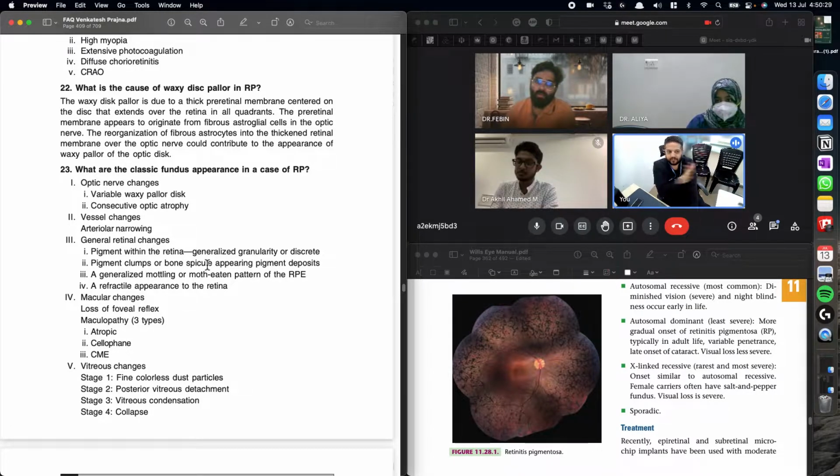I have never been able to see waxy disc pallor. Let me be very, very frank with you. Never have I been able to find out this is waxy disc pallor and this is not, whereas I have been able to very clearly see boggy edema in CRAO. That is very clear. But this is part of the triad, so never fail to mention it, but I don't know how easy it is to see.